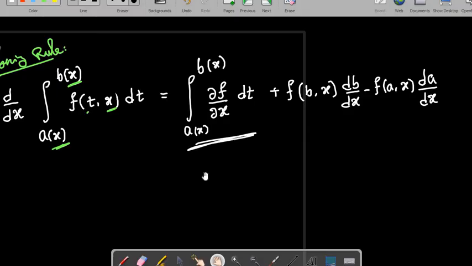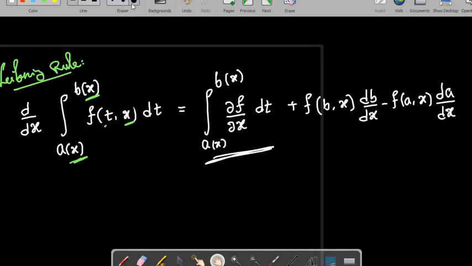Differentiating it. And the second expression is the derivative with respect to b. That's why the upper limit is substituted and we differentiated b with respect to x. And the next one is about the lower limit a. So you can write it like f of a comma x, and differentiate a with respect to x. So this is what Leibniz rule says.